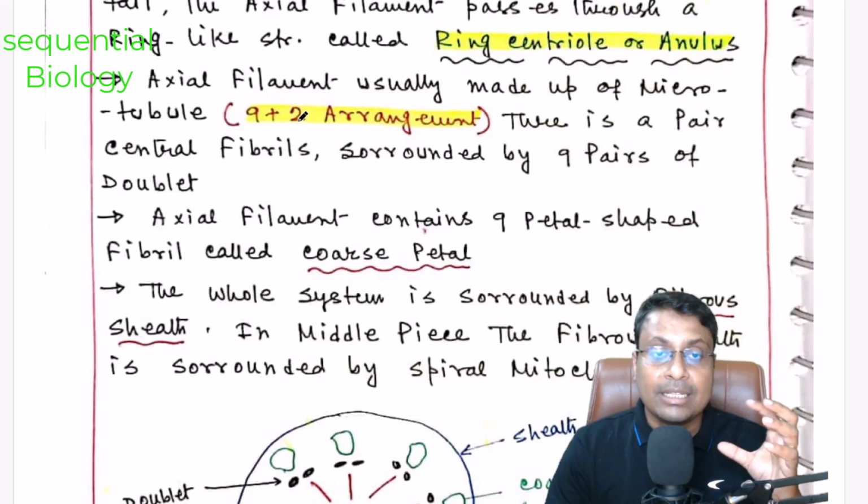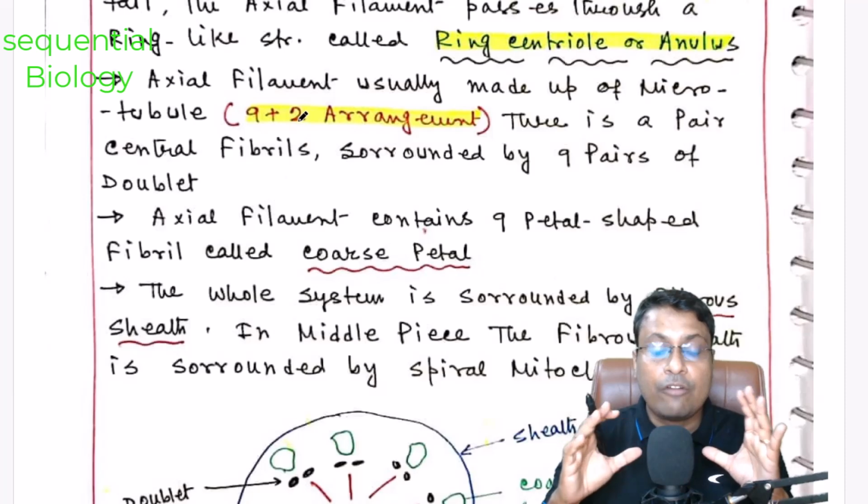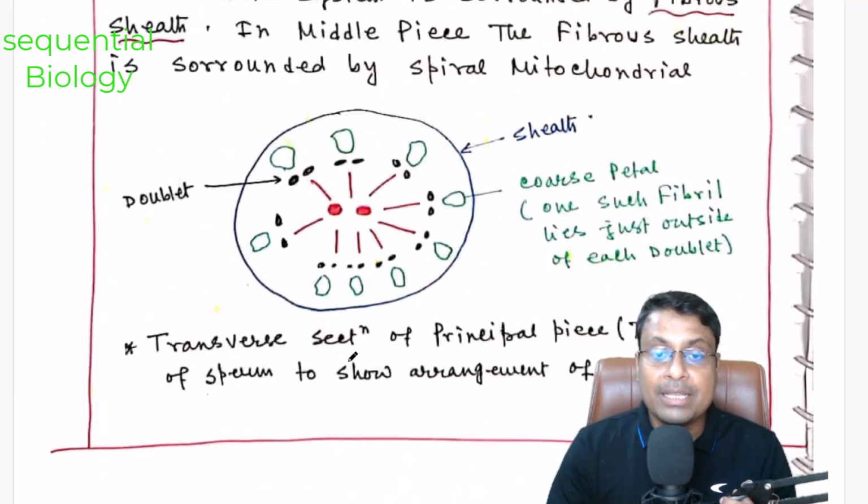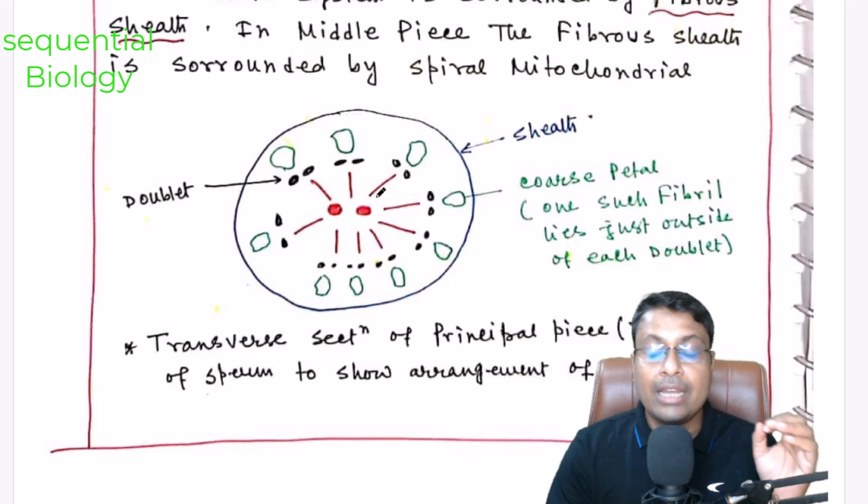That means there are 2 central microtubules, and these 2 central microtubules are surrounded by 9 doublet microtubules. The diagram is a transverse section of the principal piece or tail, and you can see the 2 central microtubules surrounded by 9 doublet microtubules. The central 2 microtubules are connected with the peripheral doublet microtubules with the help of different structures, the dynein arm and nexin, just like in cilia and flagella.